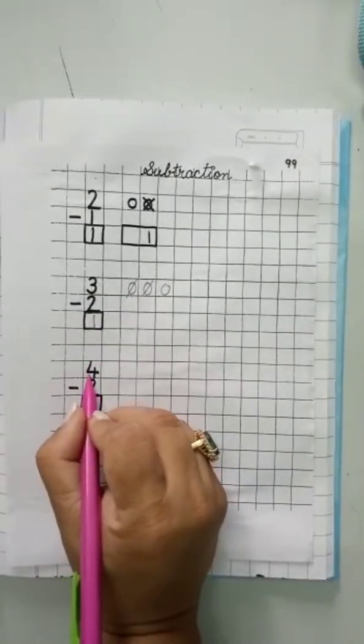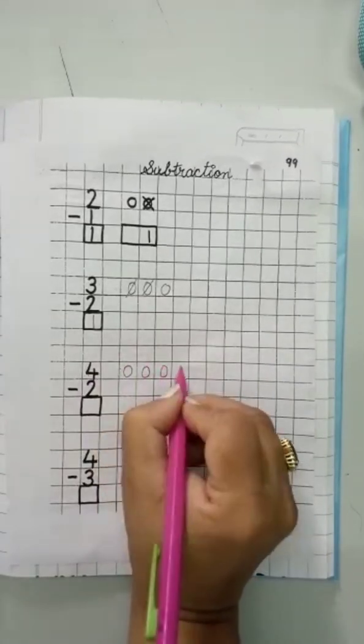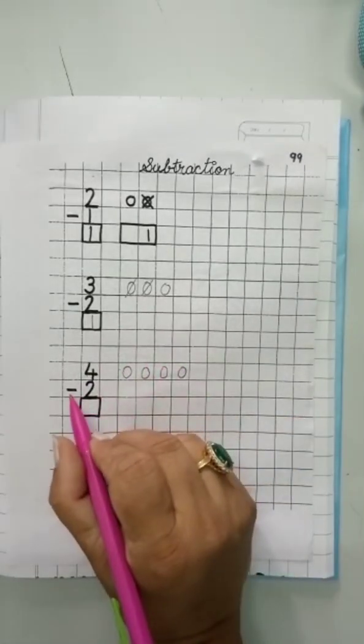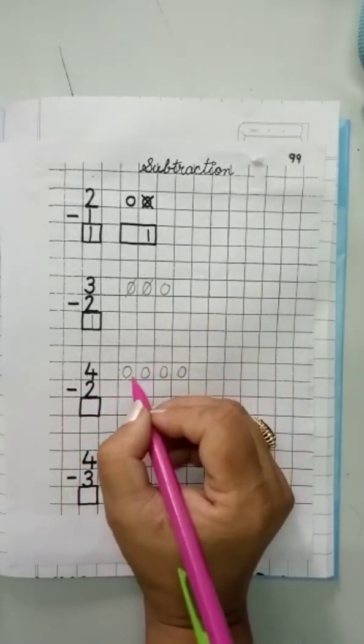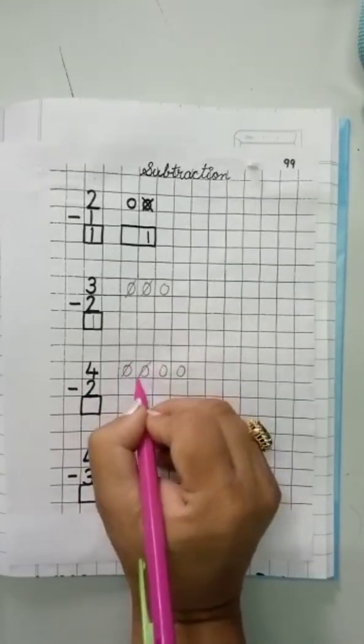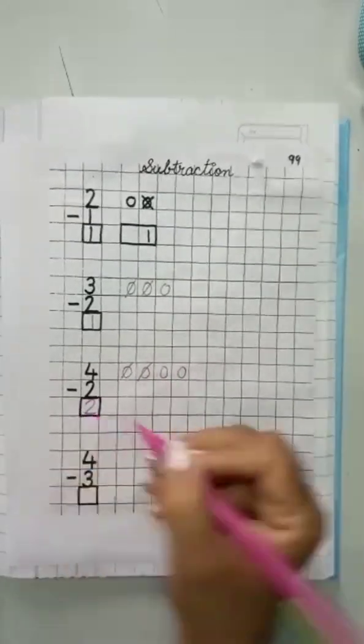Now what is this number? This is 4. I'll make 4 circles. 1, 2, 3, 4. What is the next number? Subtract 2 out of 4. So how many I have to strike off? 2. 1, 2. How many are left? 1, 2. So I write 2, the answer here.